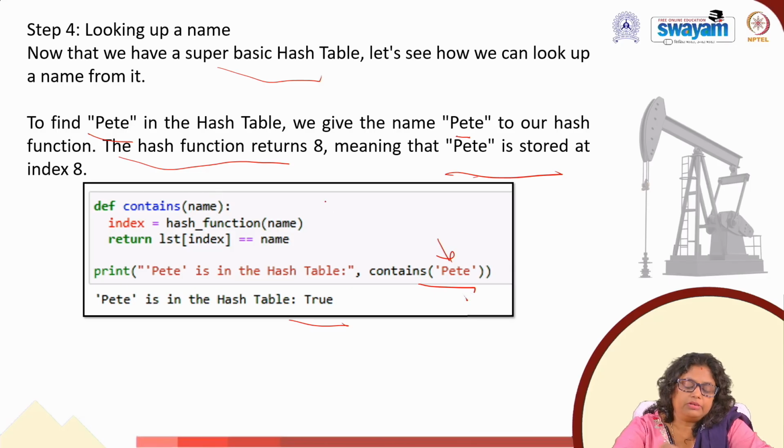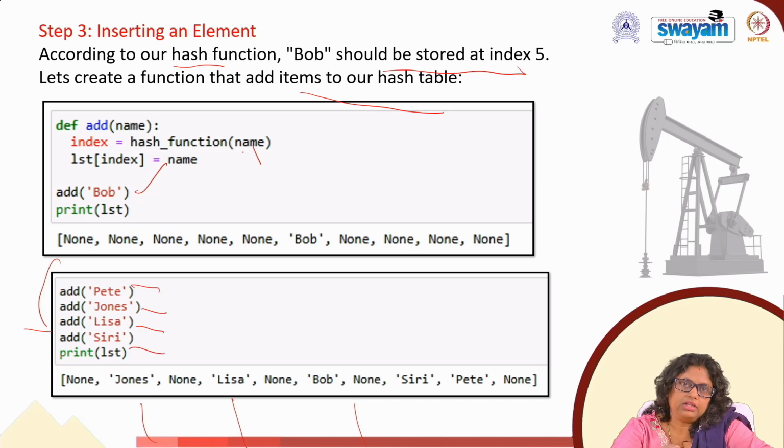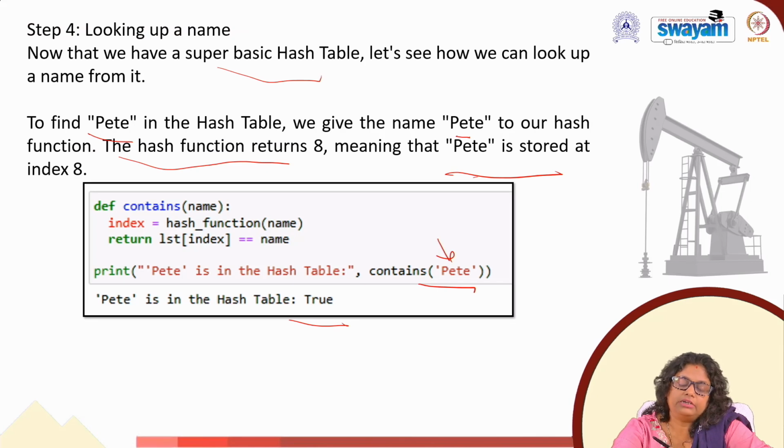So now we have created one more function to check that, looking up the name. Initially we created one function, then we added the element, and now we have created one function which will check whether the value is present or not. It will return either true or false. So def contains, we are passing the name, then index is equal to hash function name, and then we wanted to check it with equal to name. So now we passed contains name, and it is returning true.